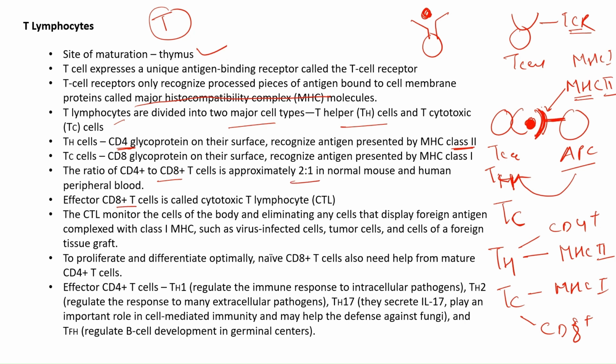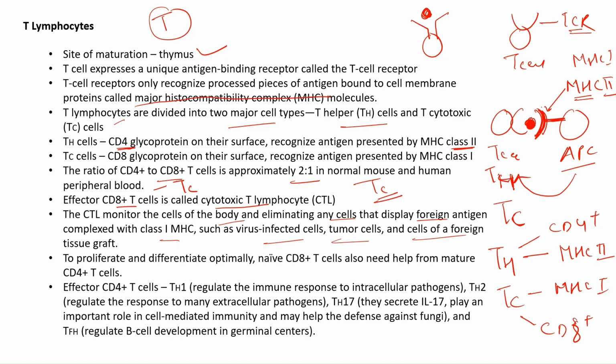Effector CD8 plus T cells. CD8 plus T cells means we are talking about TC cells. The TC cells are also known as CTL, that is, cytotoxic T lymphocyte. TC, cytotoxic T cell only. So, cytotoxic T lymphocyte. The CTL monitor the cells of the body, eliminating any cells that display foreign antigen complex with class 1 MHC, such as virus-infected cells, tumor cells, and the cells of a foreign tissue graft.